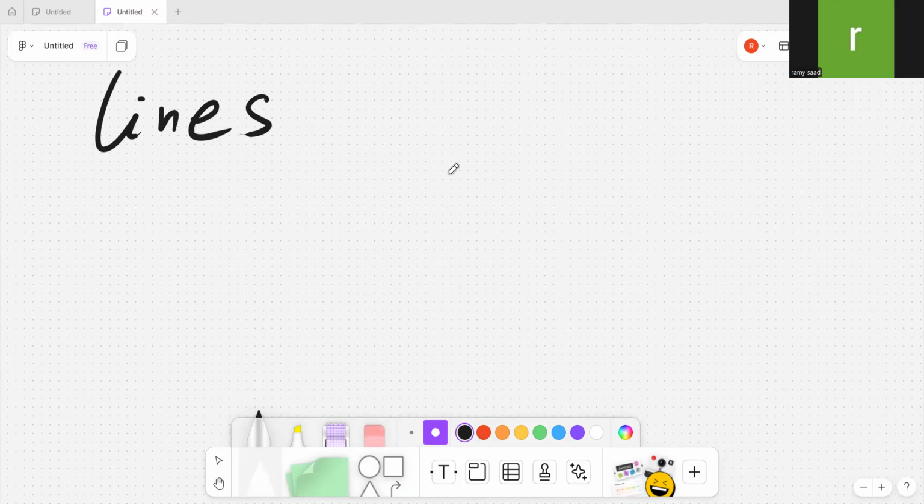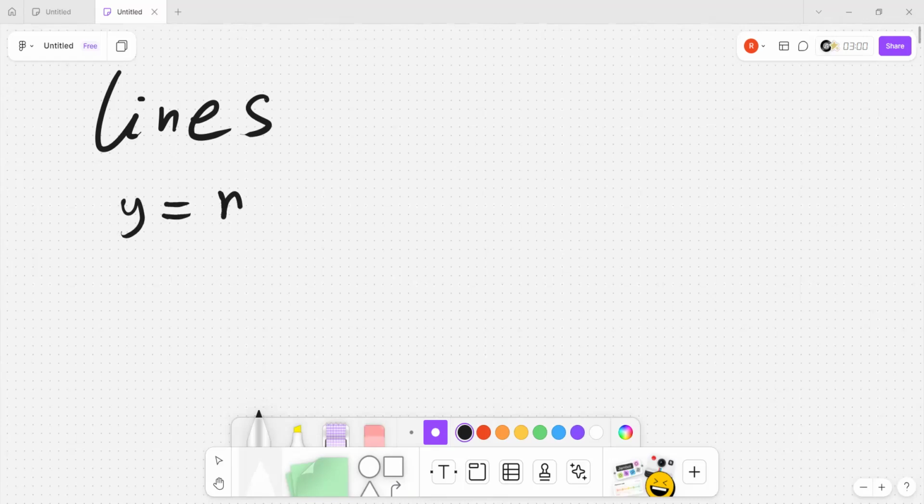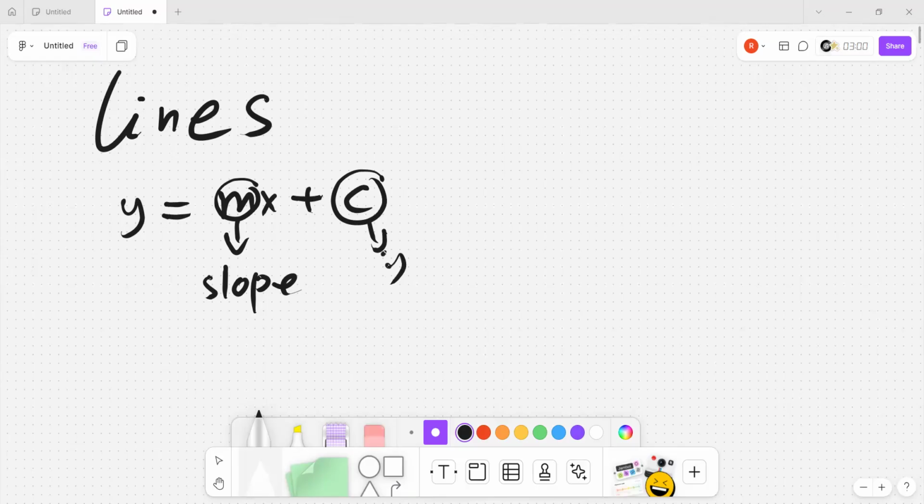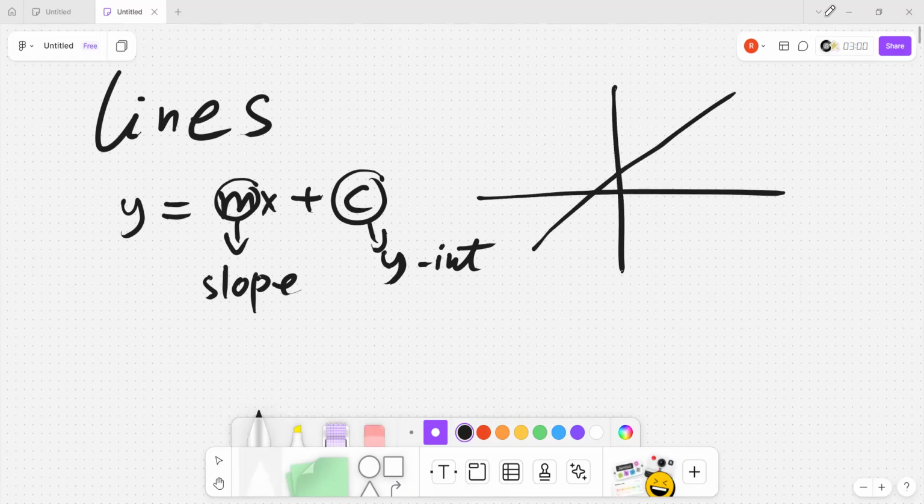طبعا أي لاين الإيكويشن، أي line has an equation written as y equal mx plus c. الام بالنسبة لي بتبقى هي مين؟ السلوب، والسي بالنسبة لي هي الواي انترسبت. طيب طبعا ادي اللاين اهو، ادي السي اللي هي بالنسبة لي الواي انترسبت.